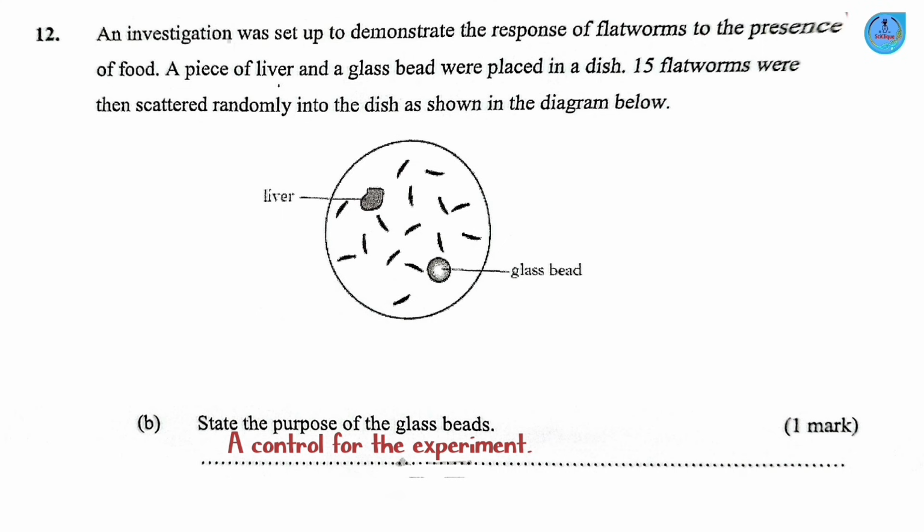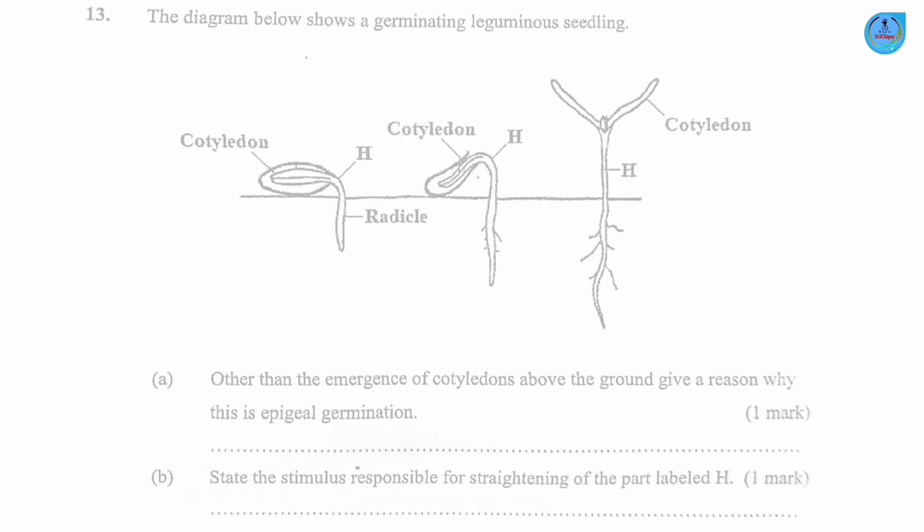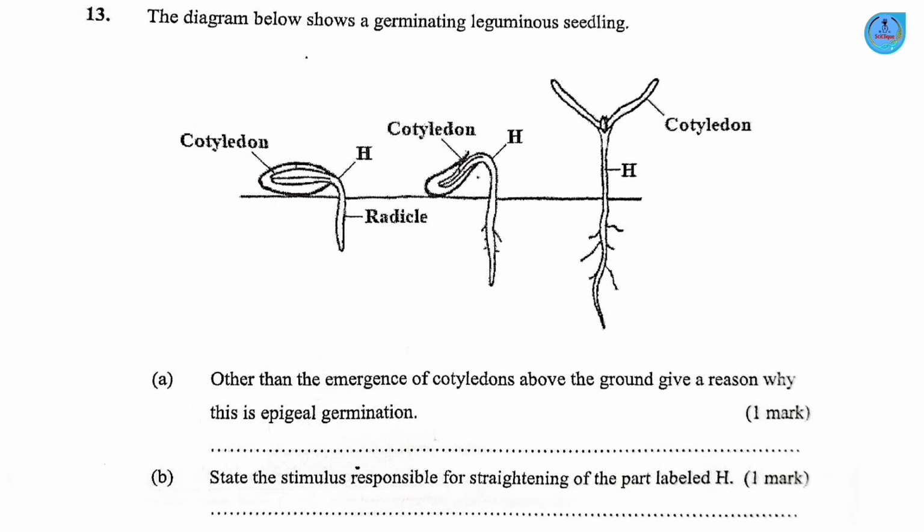Aya, tunaendelea. Question 13. The diagram below shows a germinating leguminous seedling. Okay, let's take a moment to look at the diagram. So we have the seedling as it germinates in 3 stages.